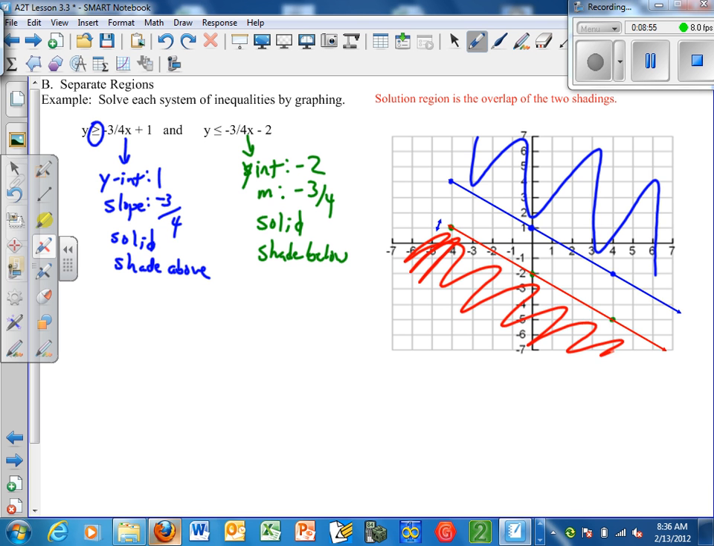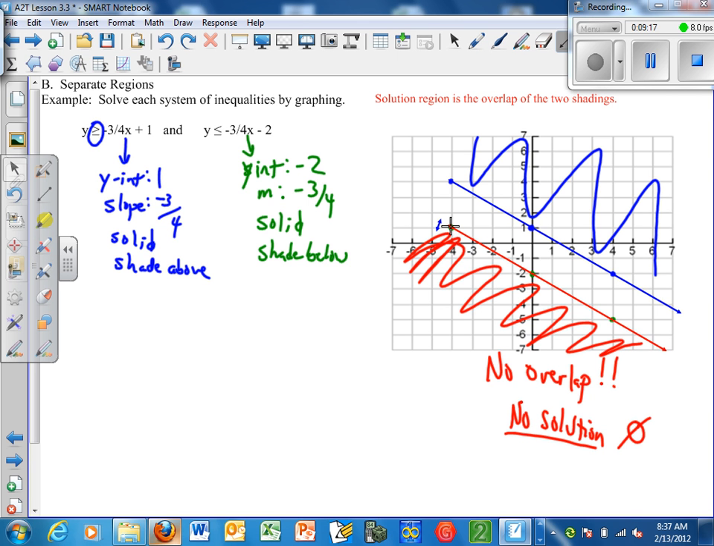These are parallel lines. Slopes are the same, parallel lines. There is no overlap here. Depending on where your shadings are, this could happen sometimes. No overlap, so this would be no solution because there's no overlap. You could give the empty set symbol.